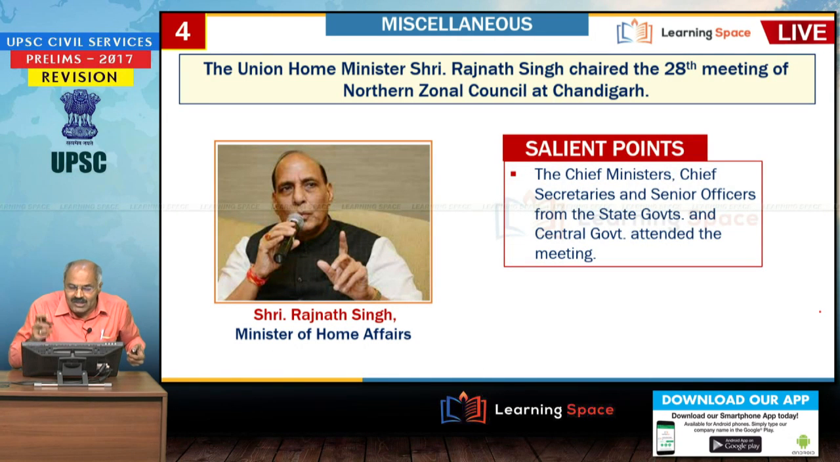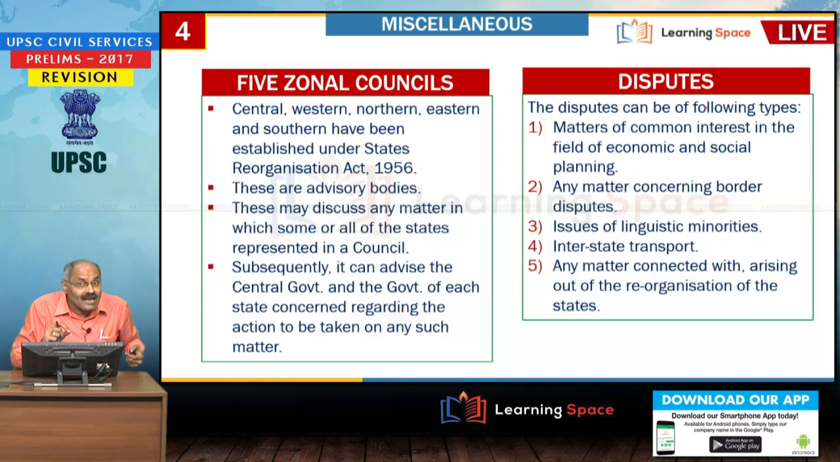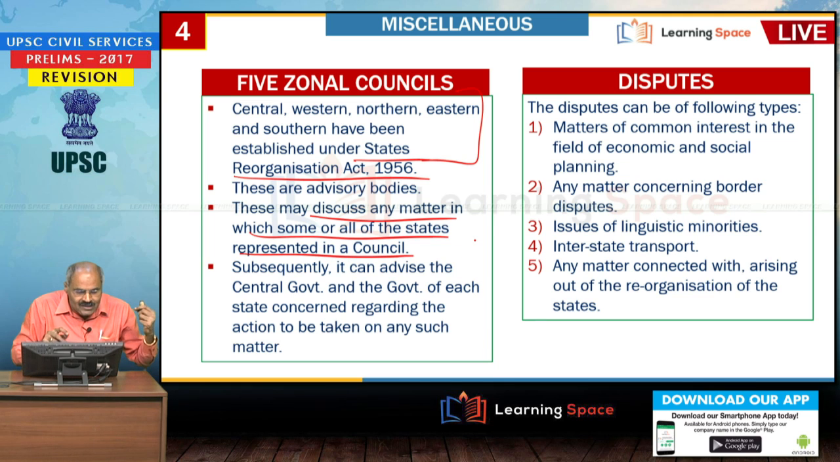Then Union Home Minister Rajnath Singh chaired the 28th meeting of Northern Zonal Council. About zonal councils, there are 5 zonal councils, and I will talk about Northeastern Council separately because its formation is separate. The 5 zonal councils are as per States Reorganization Act, and they have advisory jurisdiction, and they may discuss any matter in which some or all of the states represented in a council have a common interest. It has got advisory jurisdiction, very important.